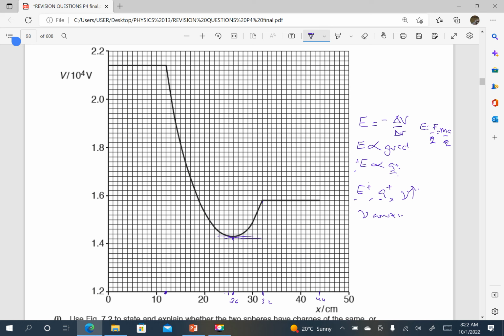Here the acceleration is 0, it means the speed is not changing. So it means we have reached maximum speed here. So speed is maximum at x equals 26 centimeters.